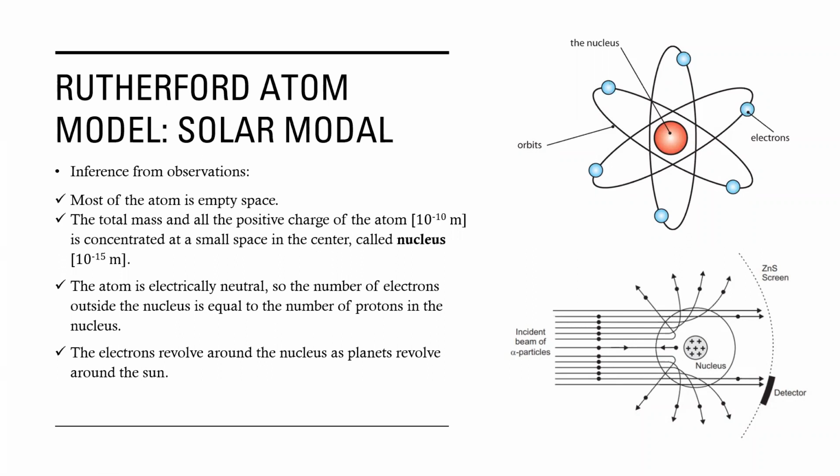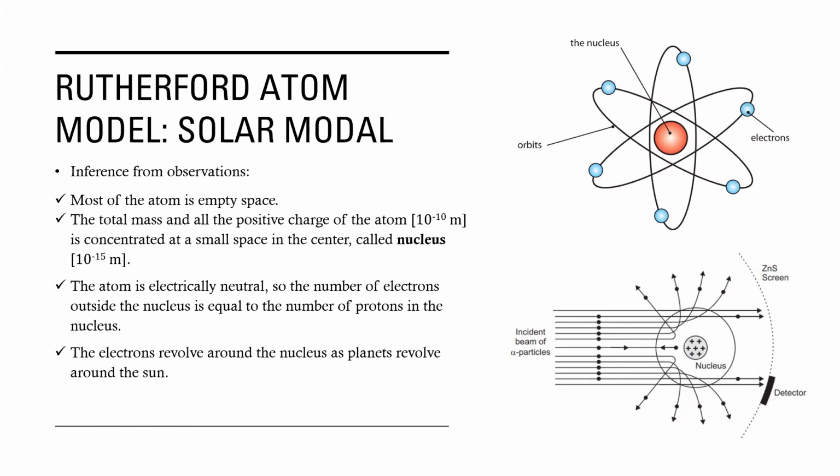Because the mass of the electron is only 9.1 × 10^-31 kilogram, while the mass of one proton is 1.6 × 10^-27. So 28, 29, 30, 31. See, a proton is around 10,000 times more massive than an electron. Similarly, a neutron is also around 10,000 times more massive than an electron.